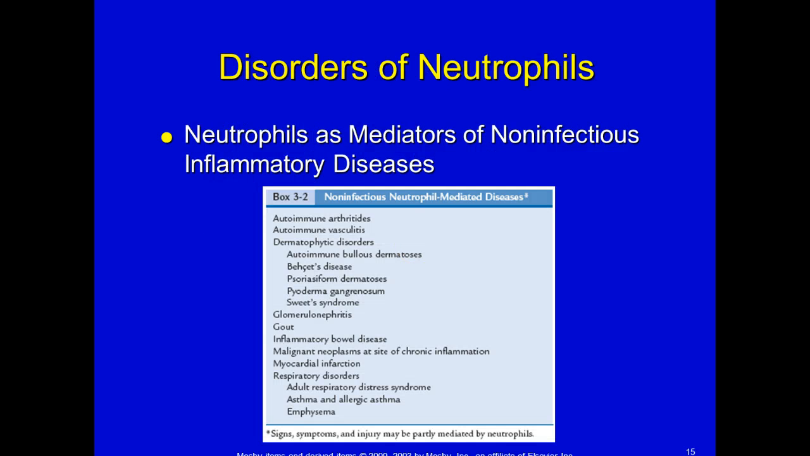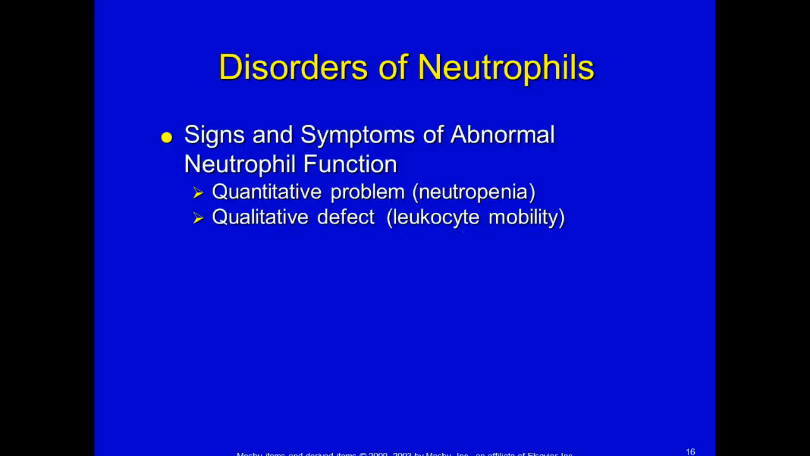We're going to look at some disorders of neutrophils, and these also involve the monocytes, and these are the ones you've probably heard of in your hematology course. Neutrophils as mediators of non-infectious inflammatory diseases. So some of the disorders you'll see can either be quantitative or qualitative. Quantitative means there's a problem with the number of them. You could have neutropenia, which means you don't have enough. A qualitative defect would be something like the ability of a leukocyte to move. So there's something wrong with the quality of the leukocyte.